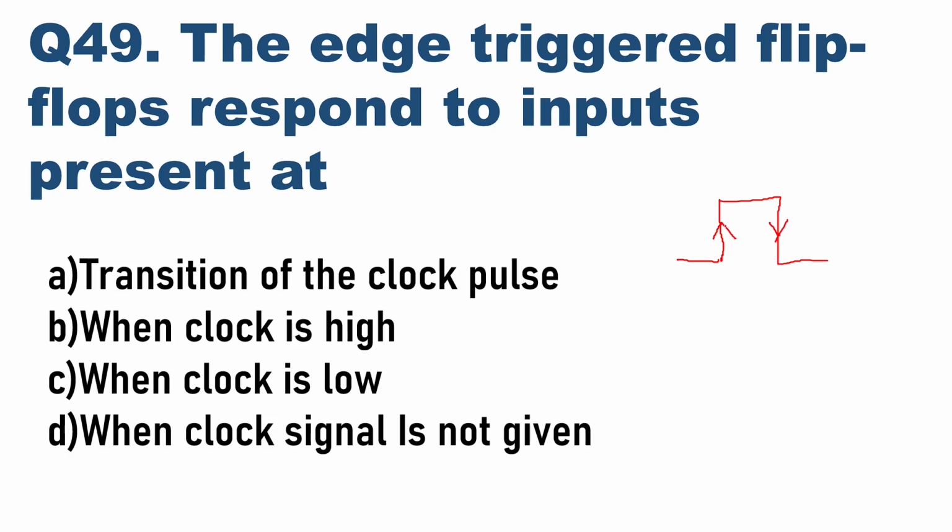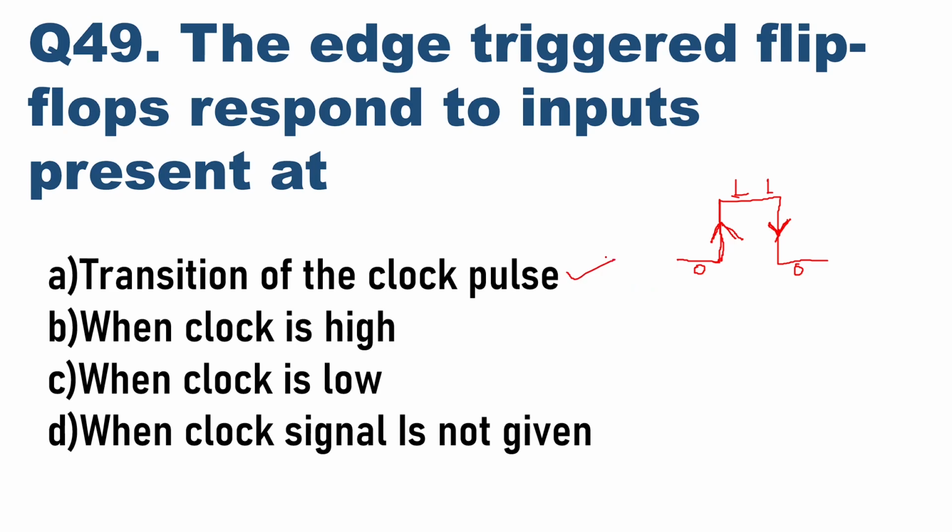Here, this is going from a low state to a high state, and this is going from a high state to a low state. That means you're having a transition in the clock level either at the leading edge or at the falling edge. That means option A, transition of the clock pulse, is the correct answer.